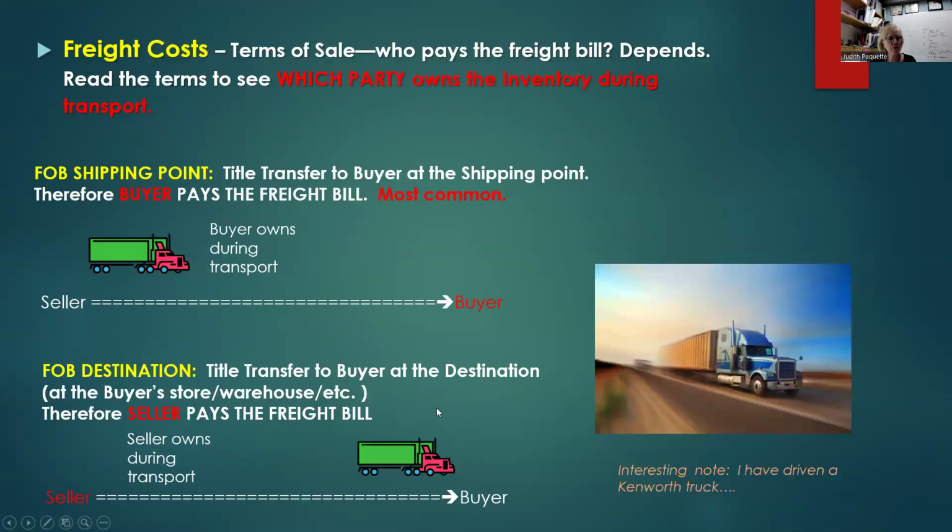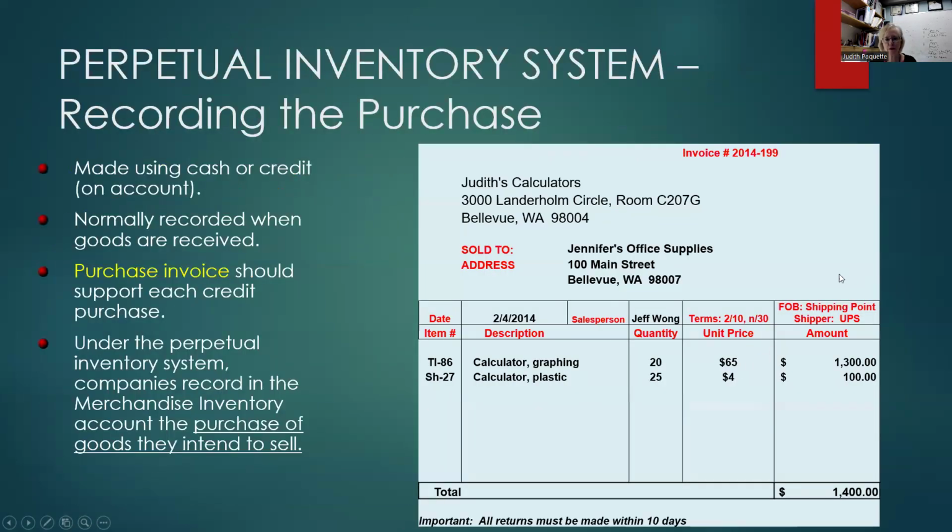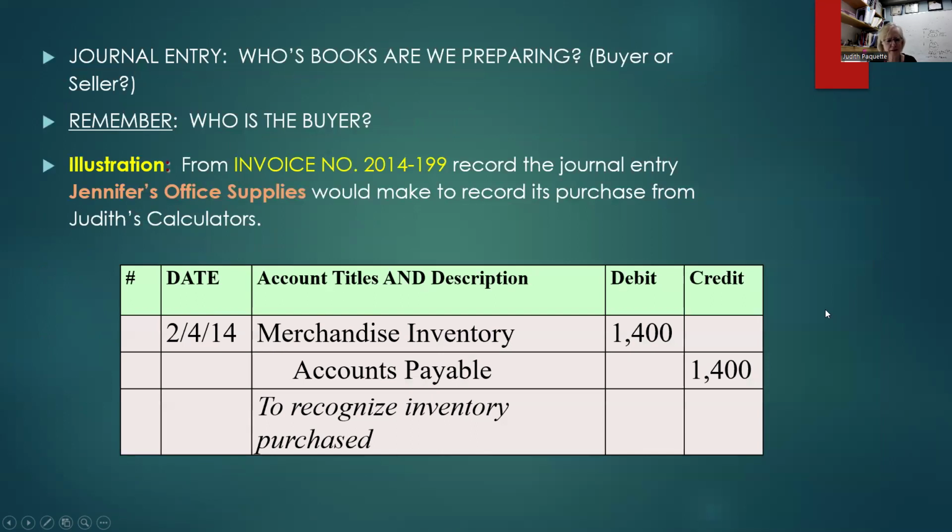All right. So how do you know who pays the freight? You look at the freight, the shipping terms. And it is FOB shipping point. The other term would be FOB destination. And the FOB stands for free on board. It's an old shipping term.